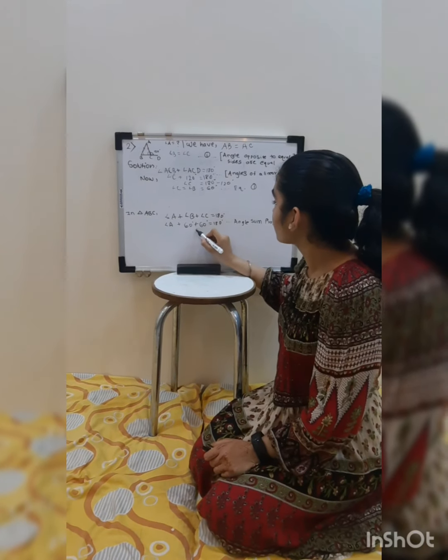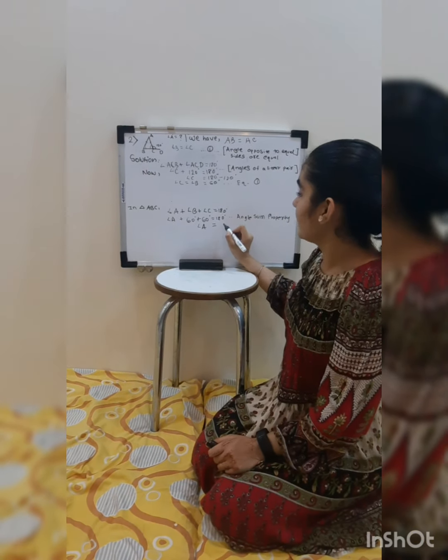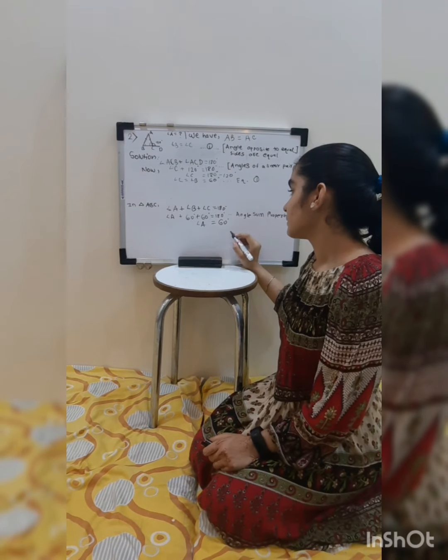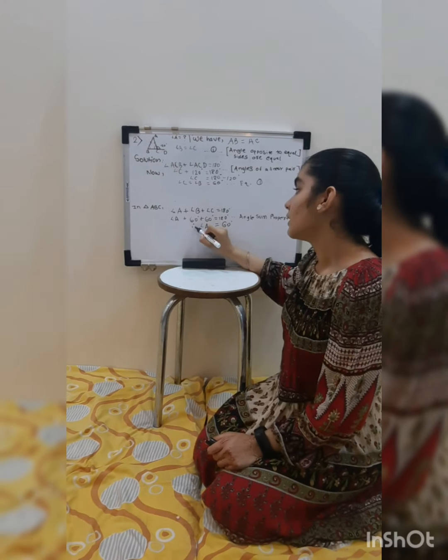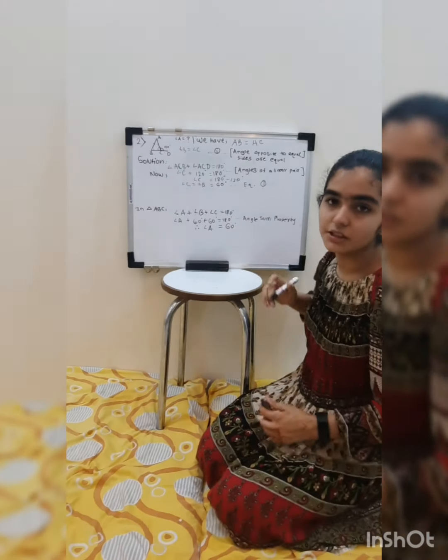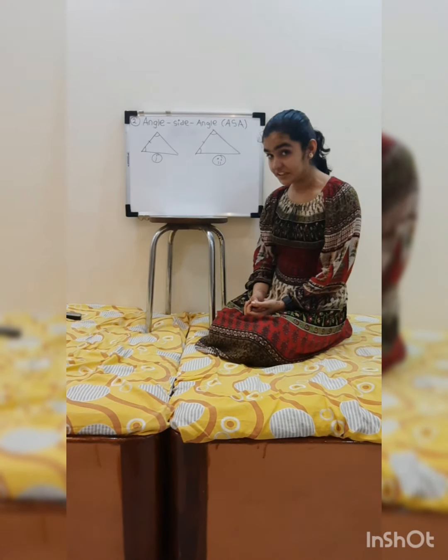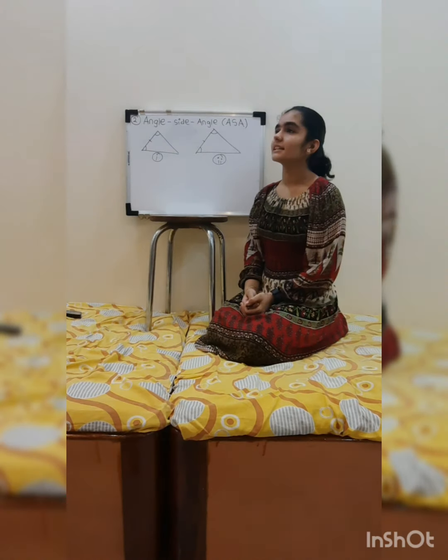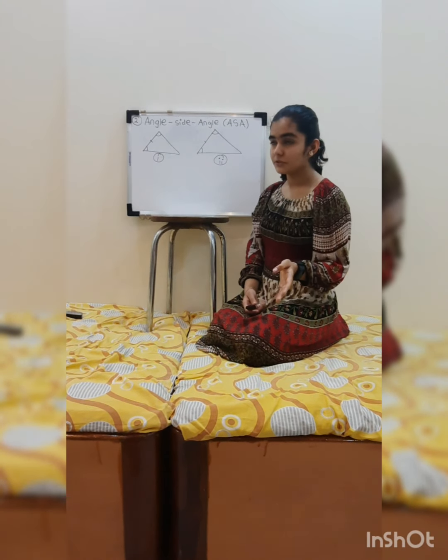So the value of angle A will come as 60 degrees. Therefore, the answer for this question, the value of A, is equal to 60. Here we saw the SAS criteria and their examples.